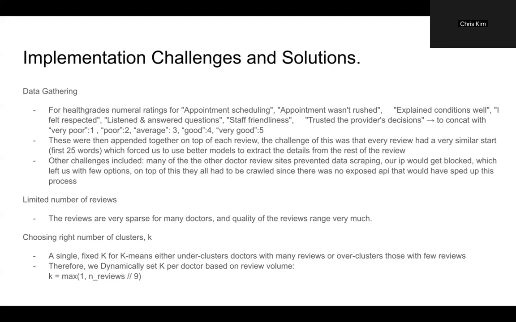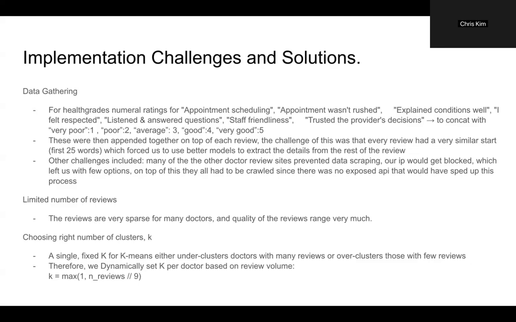The problem with this is that we applied this method to every single review. So for the first 25-ish words, most of the reviews look almost identical in the vector space. We tackled this problem by using a more fine-tuned model that looked at the uniqueness of the remaining part of the review better.